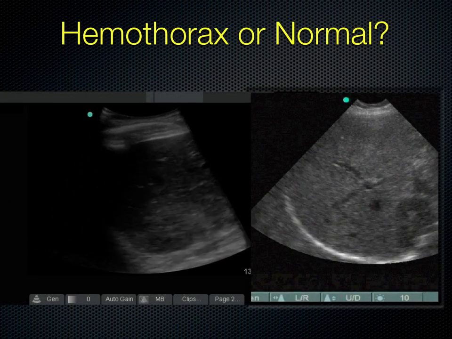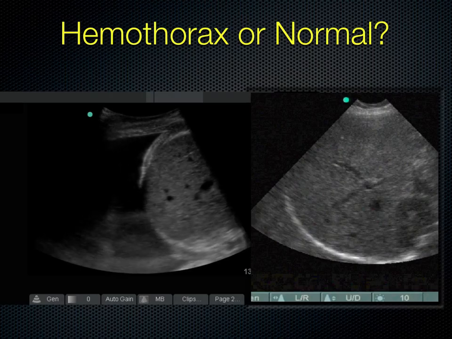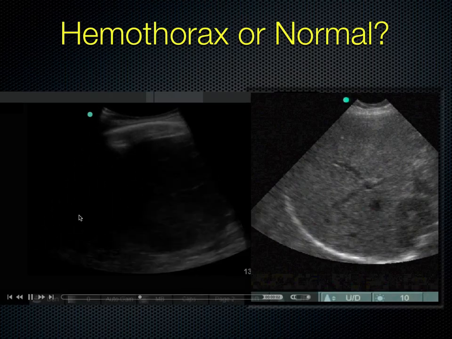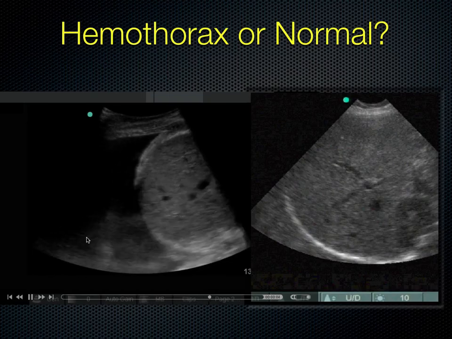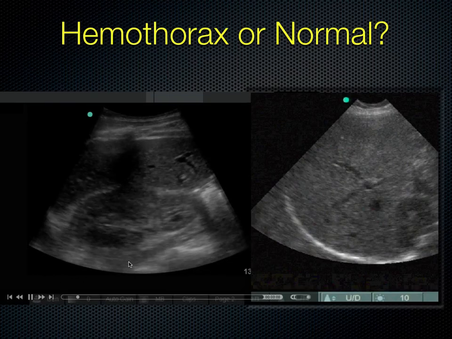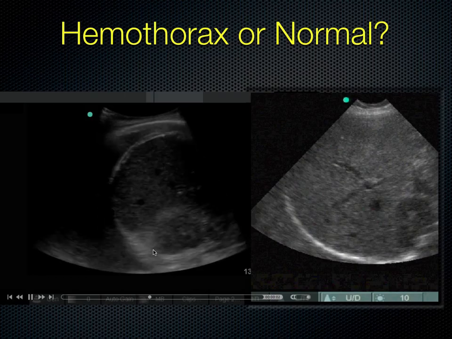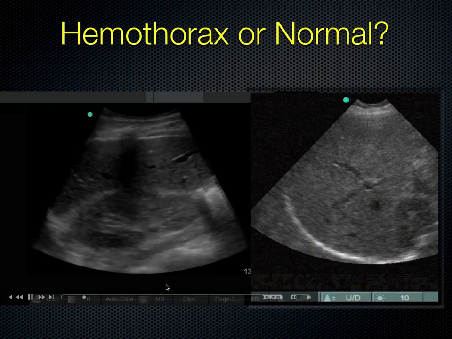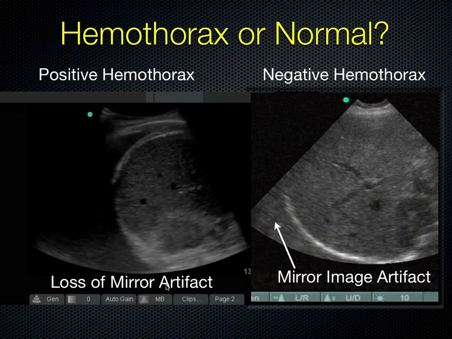So which one is normal? Exactly. This is your normal mirror sign right here, and here you have that anechoic fluid. You can't really see the spine sign in this particular depth because it's not quite deep enough. But the presence of this black anechoic fluid on the other side of the diaphragm is representative of fluid.